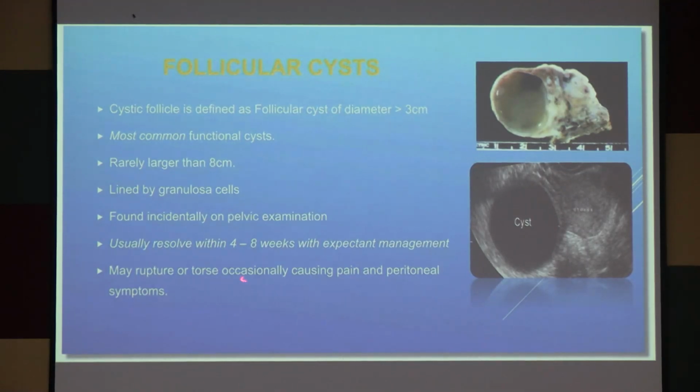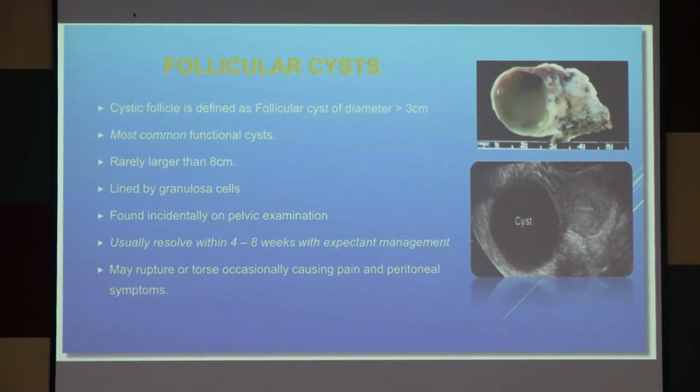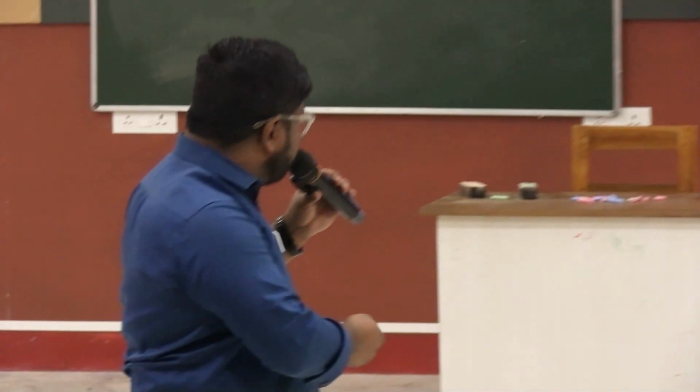These are the follicular cysts of the ovaries. The ovarian follicles, if they fail to rupture or regress, form follicular cysts. They're more than 3 centimeters, but never more than 8 centimeters in diameter. They're lined by granulosa cells. This is what it looks like.